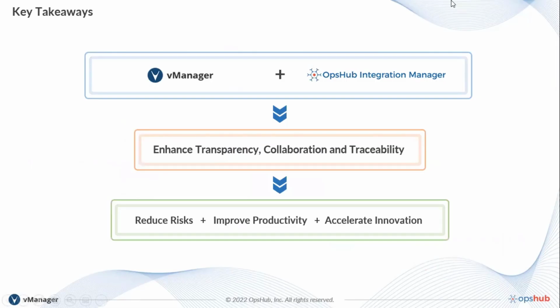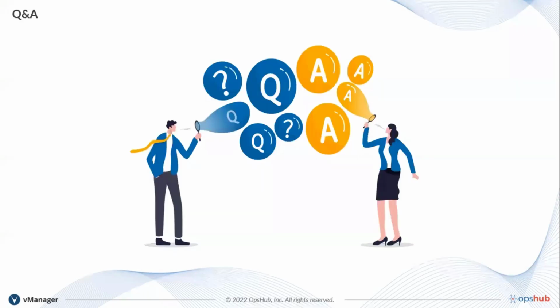Okay. So today we present to you 2 tools, vManager for planning and verification management and the OpsHub Integration Manager tools, and show you how they provide enhanced collaboration and traceability between vManager and any other requirement management tool. And by that, reducing your risk, improving productivity, and accelerating innovation so you're ahead of your competition. And with that, I think we'll open for Q&A.